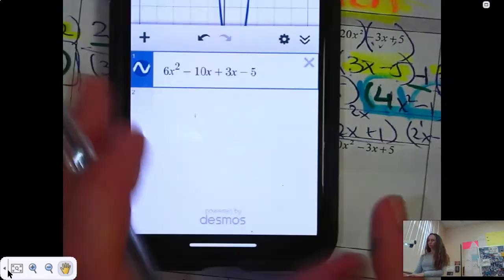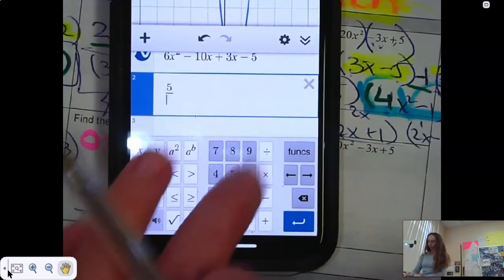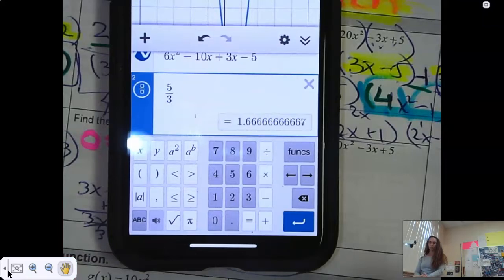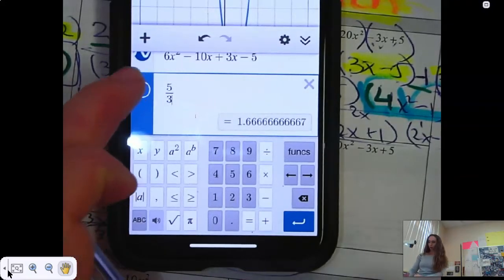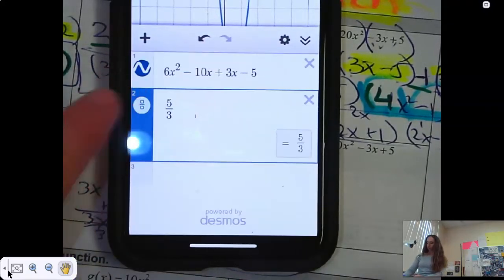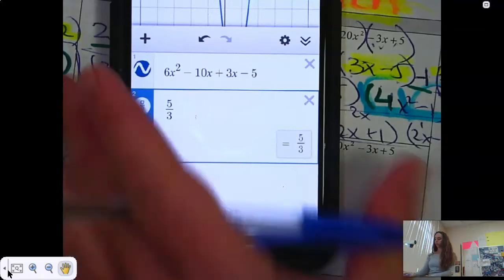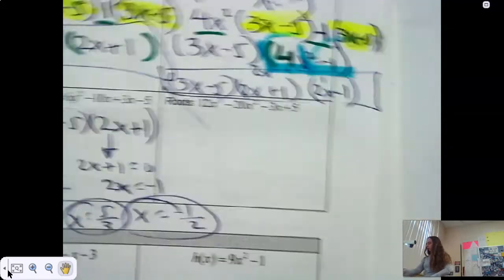And it crosses at 1.67, which is 5/3. Some of you go, I don't know that it's 5/3. If you go 5 divided by 3, it says 1.666. And let me remind you, remember this little fraction button? If you press this, it can turn back into a fraction. So you know you're good to go. Okay? All right, find the roots.